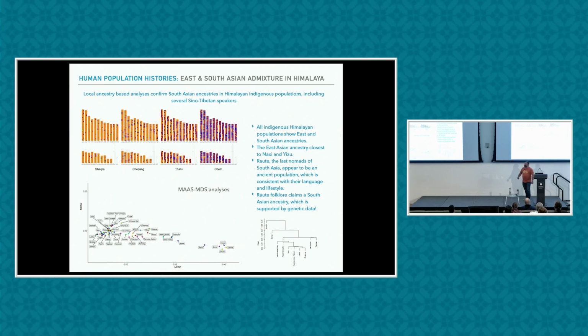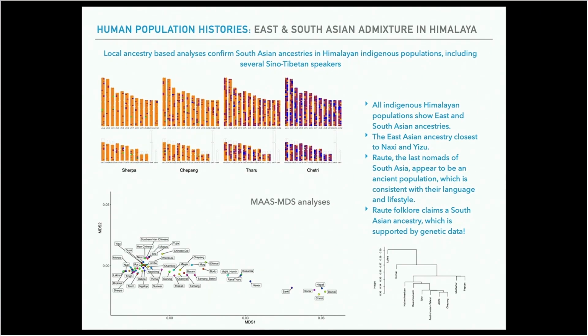We also ran, we're in the process of running local ancestry. Here is a Sherpa individual that has mostly orange, which is an East Asian ancestry. A Chepang individual, Chepang is also another forager population, historically known for their foraging habits, but they have settled down now.